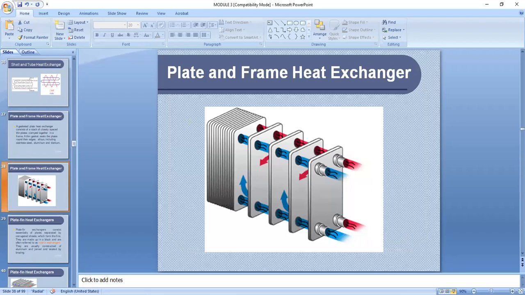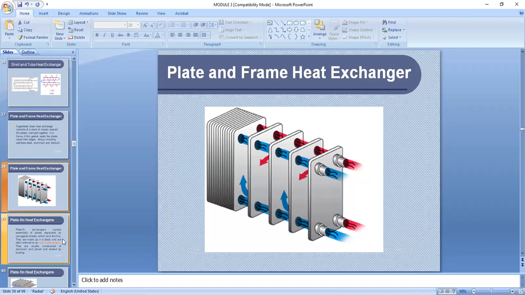Now this is how your plate and frame heat exchanger looks like when open for maintenance. It has several frames on it, and in between the frames is where your fluid is being heated or cooled, depending on the purpose of the given plate and frame heat exchanger.